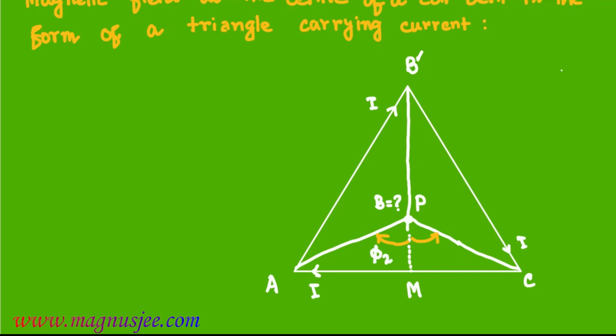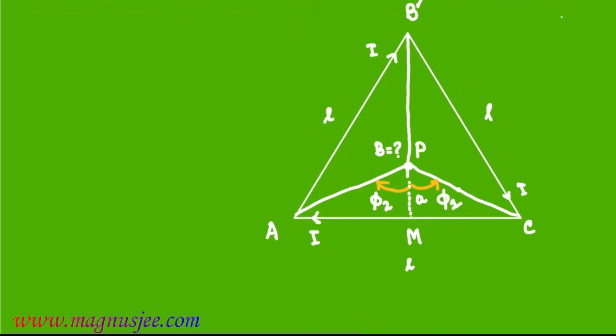Phi 2 is the angle subtended by the oblique distance AP with the perpendicular distance a, and phi 1 is the angle subtended by the oblique distance PC with the perpendicular distance a. L is the length of each side of the triangular shaped coil. Here L is the length of the side AC.